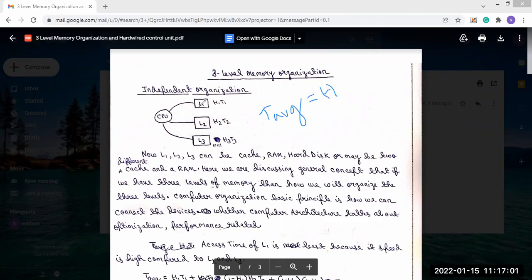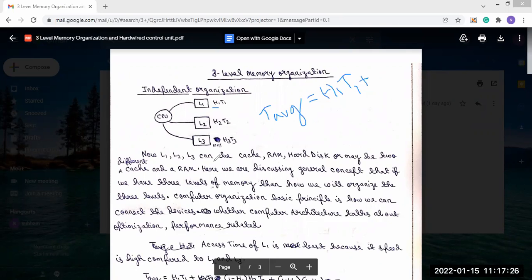So in this, what happened in the L1? Let's say the data is found in the L1, then the hit will occur. So it will be H1, and the access time will be T1. So the average access time will be T1 plus. Then we have to see the next case.